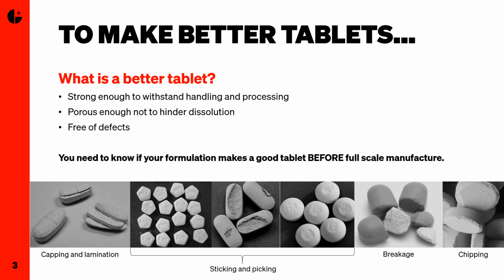To avoid defects like sticking and picking, you need your blend to be well lubricated, but with a blend that is overly lubricated, the particles within the tablet will not adhere to each other and you end up again with a weak tablet. So you're always trying to balance these factors against each other, and this is what makes tablet formulation and manufacture particularly challenging. Ideally, we would want to know if our formulation is meeting all of these criteria before entering full-scale manufacture, and this is where compaction analysis comes into play.